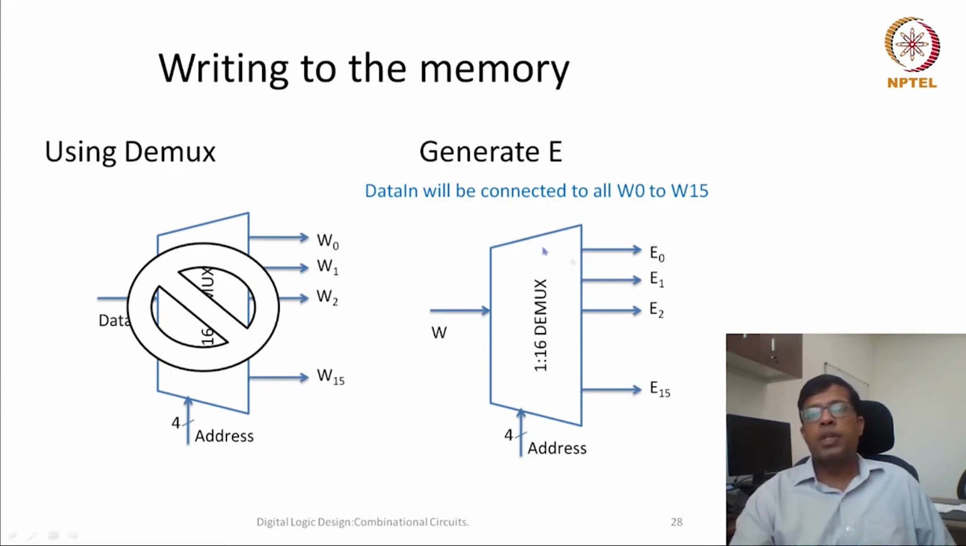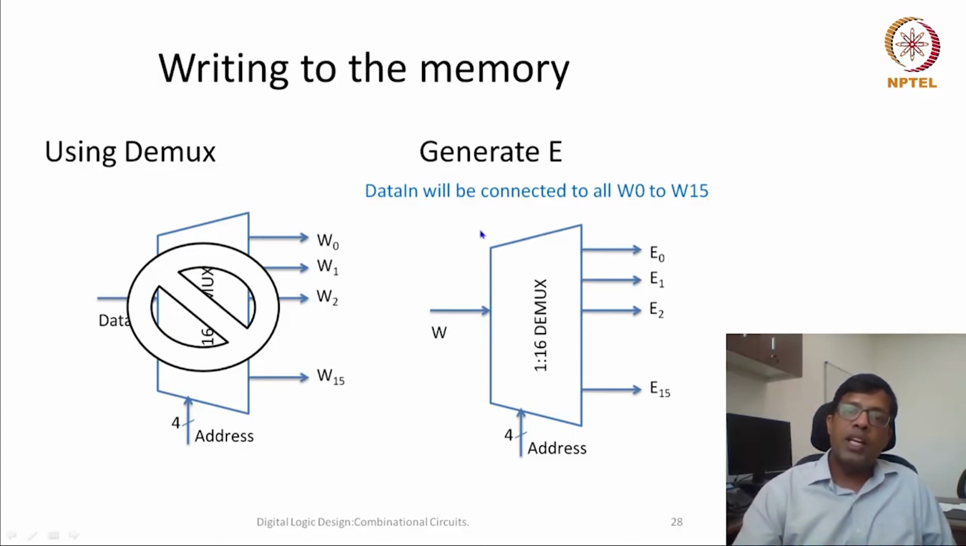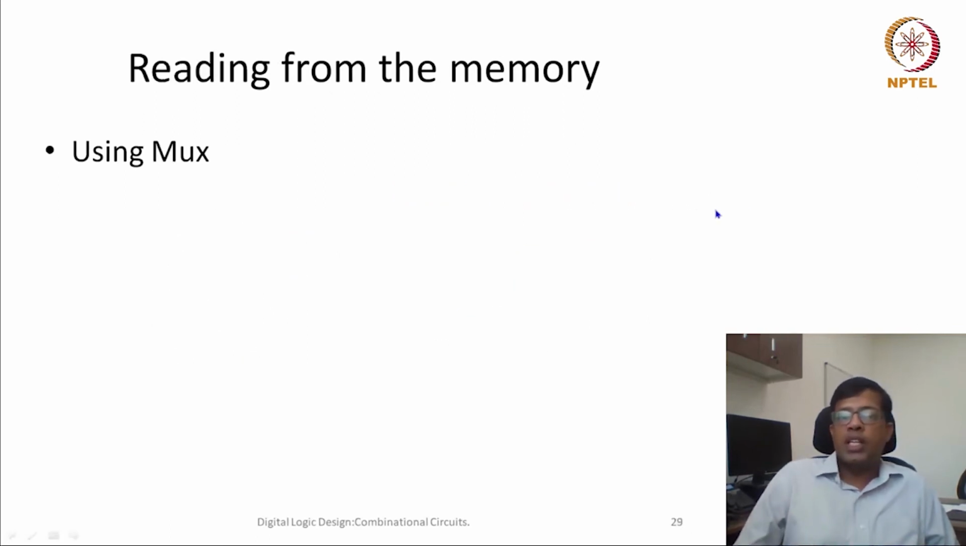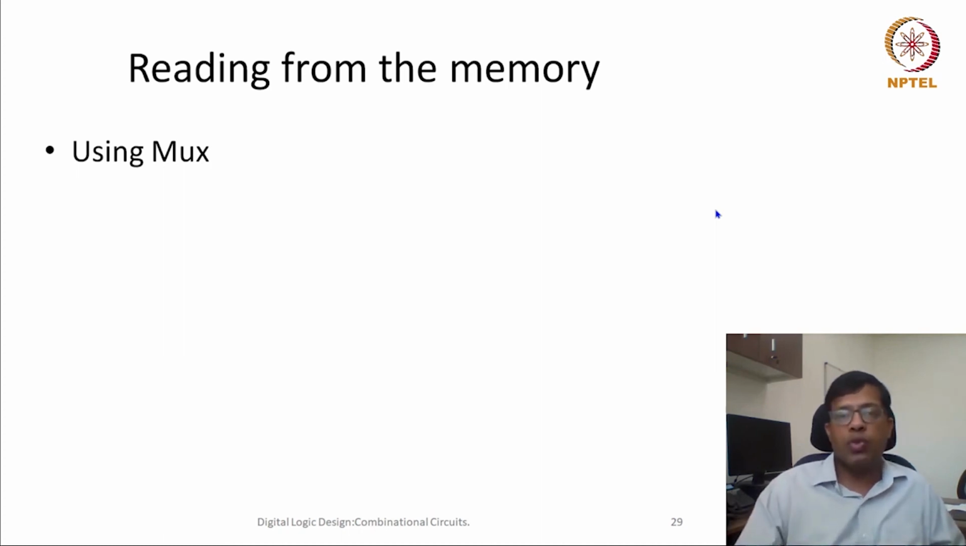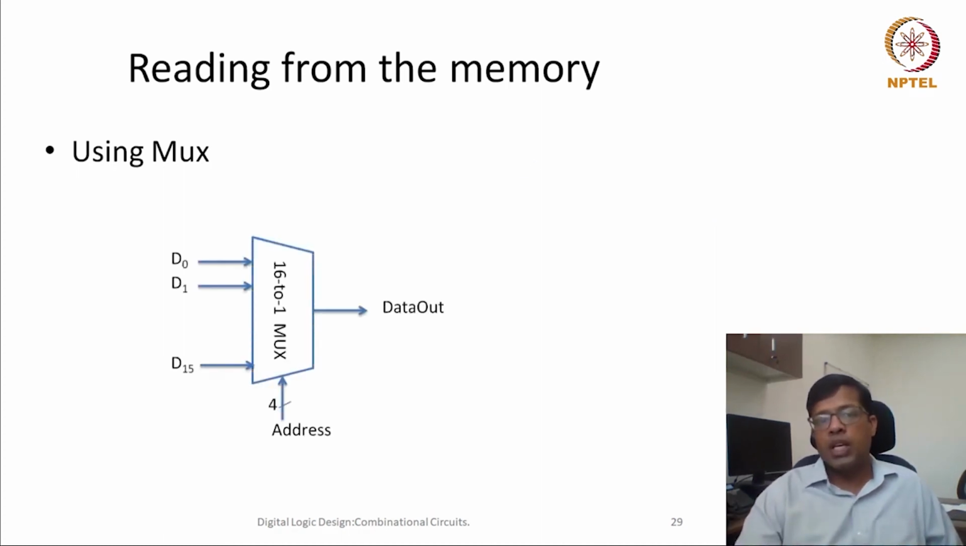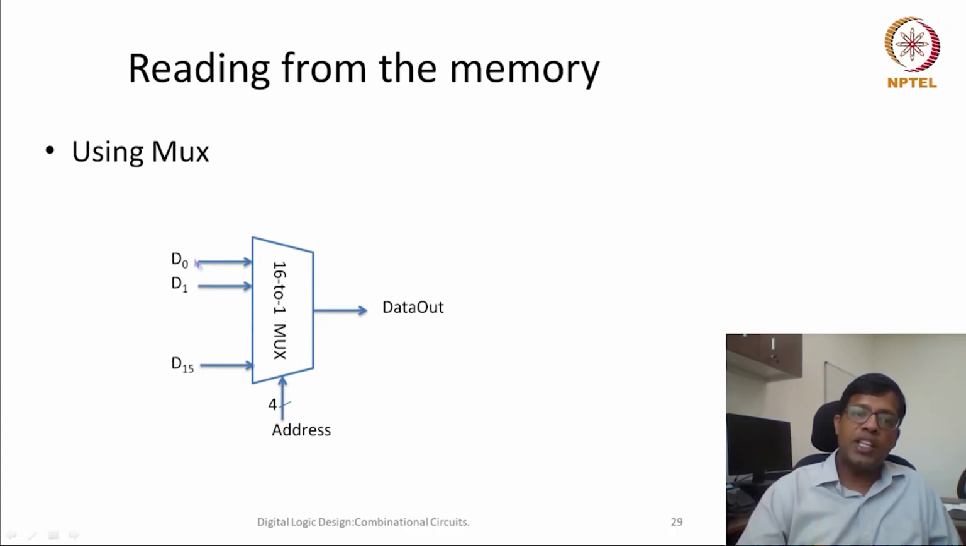Now similarly, this enable signal would be generated using a demultiplexer where input is W, and data in is connected to all W0 to W15 signals. What about read functionality? In read, the data D output from the memory cell is always available, so we simply have to read based on the address specified, and we can always read it. So simply we can have a 16 to 1 mux where address works as a control, D0 to D15 are connected to the inputs of my multiplexer, and the output is data out.